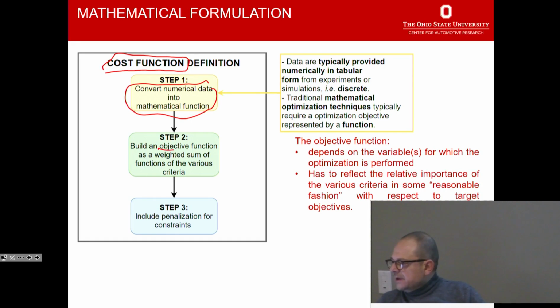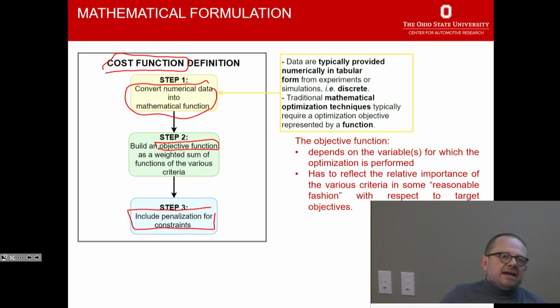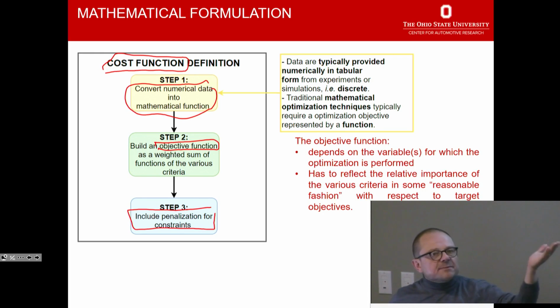Second step, now I have to build an objective function. Now, we will begin by building an objective function that is a weighted sum of elements, because remember, there were different things that I was interested in optimizing. Finally, I could then say that I can impose some constraints. We'll see what effect that has on my cost function, and include some kind of a penalty function.